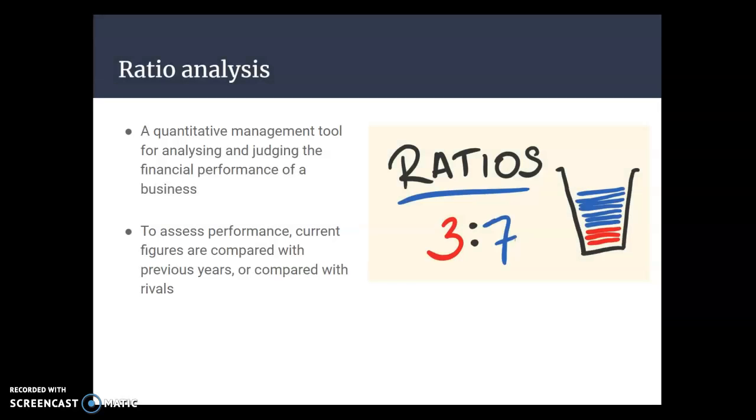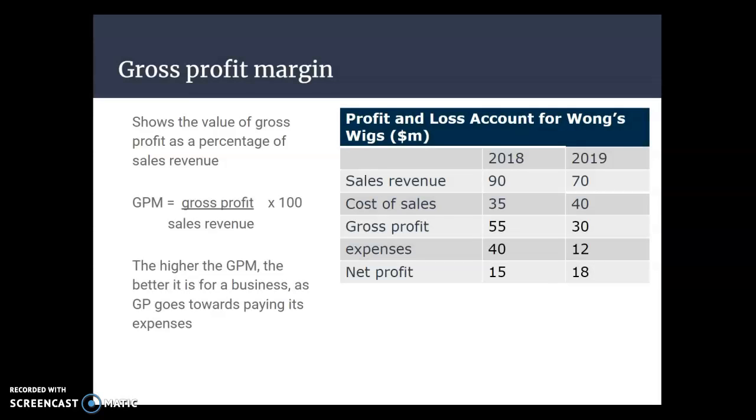And in this case, we're going to look specifically at profitability. So ratio analysis is what we're looking at. It's a quantitative management tool for analysing and judging the financial performance of a business, and it can assess performance where current figures are compared with previous years or compared with rivals. So 3 ratios that we're going to look at today. We'll start with the gross profit margin.